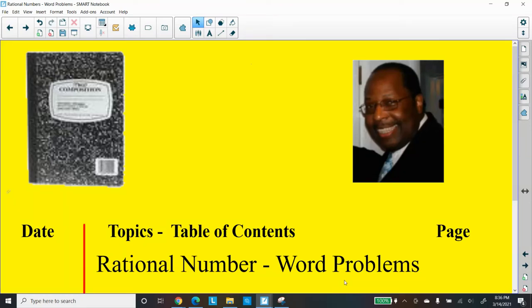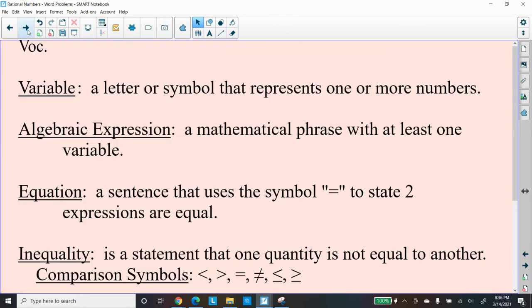This is Dr. Robinson again, and this time we're going to continue our studies. We're talking about rational numbers. We're dealing with word problems. So here are some of the terms that I'm going to go over with you, so you should get to see them in word problems. I'm not going to bother you in this video to deal with them. I just wanted to show them to you briefly.